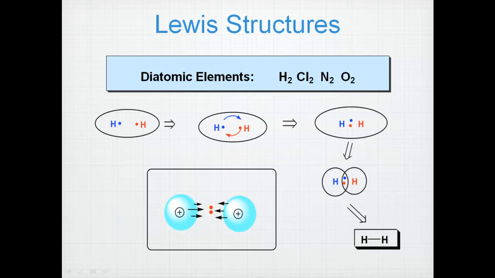Let's look at the diatomic elements first, which are H2, Cl2, N2, O2. H2: each hydrogen, since hydrogen is in the first group, has one dot around it. What these two electrons will do is they will come together and be shared between the hydrogens. So hydrogen is sharing these two electrons between both of them. That ends up turning into a dash. So with hydrogen, it will have one bond between them.